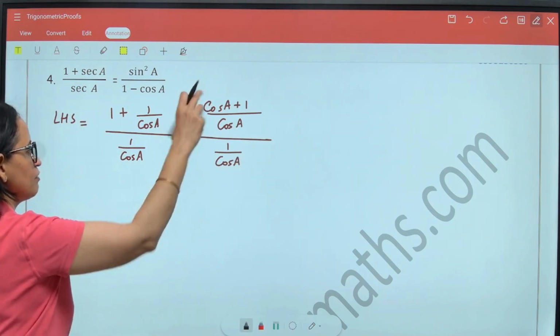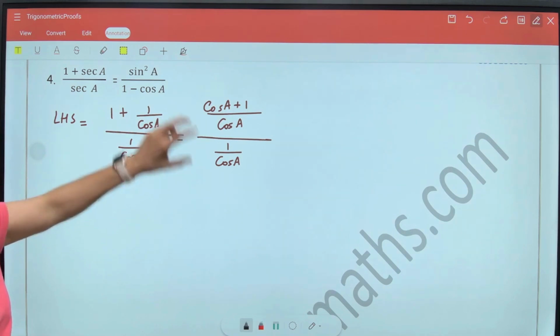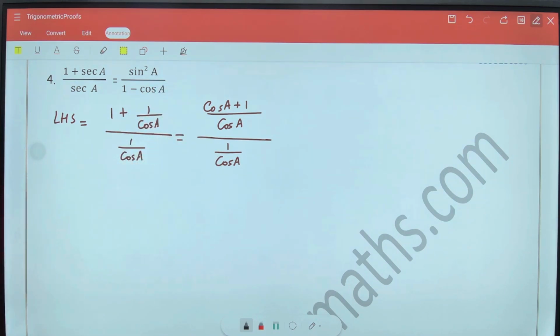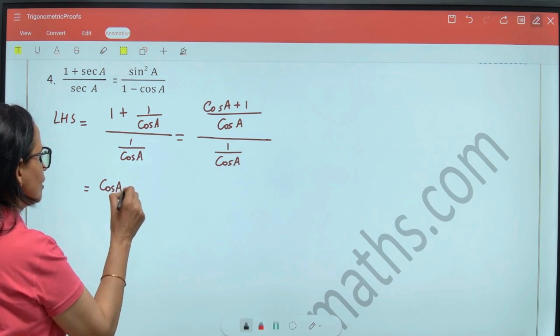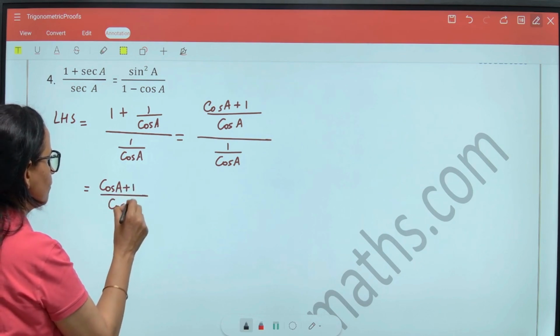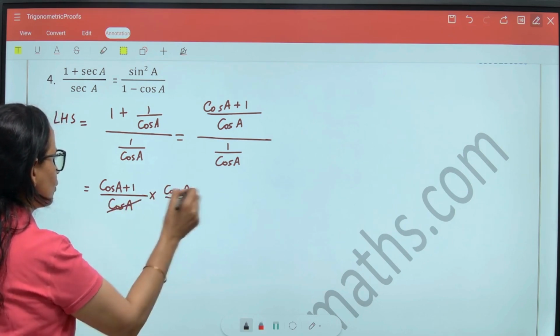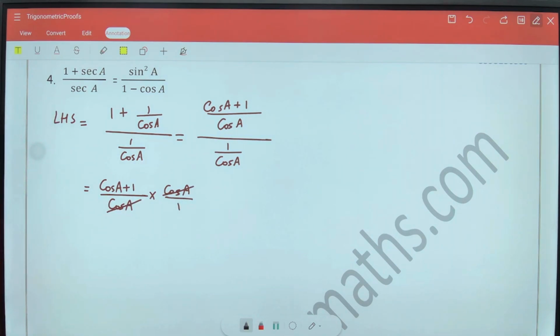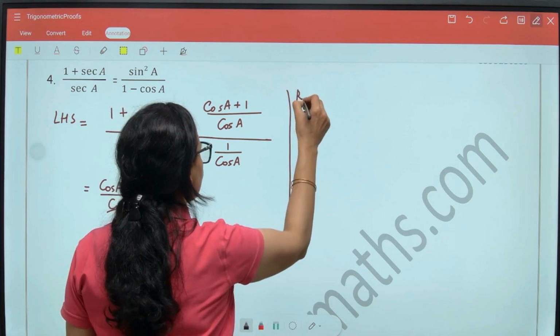So, the numerator is a fraction, the denominator is a fraction. It means the numerator divided by the denominator, or the numerator multiplied by the reciprocal of the denominator. So, this can be written as cos A plus 1 upon cos A multiplied by cos A upon 1. So, this cos A gets cancelled and we are left with 1 plus cos A. But on the right side we have something different. We have sin²A there, which can easily be converted to cos A. So, let us see how we simplify the right side.